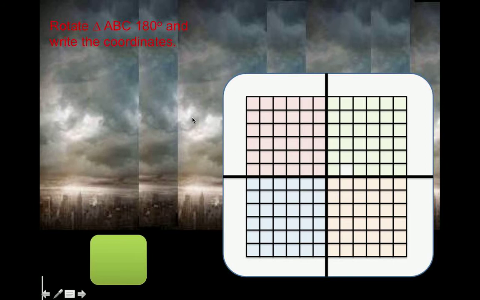Our next one is going to be a rotation of triangle ABC 180 degrees now. So we're going to spin halfway around. So we're going to start with our points, which are A, 2, 1, right here. B, which is 5, 2, right here. And C, which is 1, 5, right up here. And notice I labeled them all, A, B, and C. And then you can go ahead and connect them.